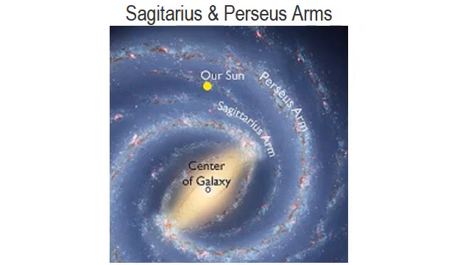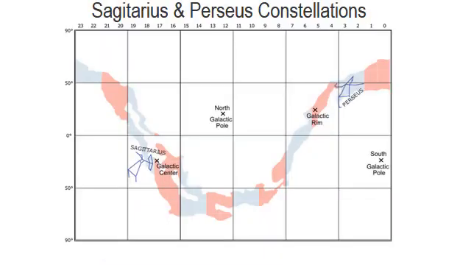Our sun is between the Perseus and Sagittarius arms of our galaxy. The Sagittarius arm is between us and the center of the galaxy. This is where the Perseus and Sagittarius constellations appear on the sky map. A cross mark indicates the galactic center to the right of Sagittarius. 180 degrees away is a cross mark to the lower left of Perseus. This is the point on the Perseus arm that is in the opposite direction of the center.